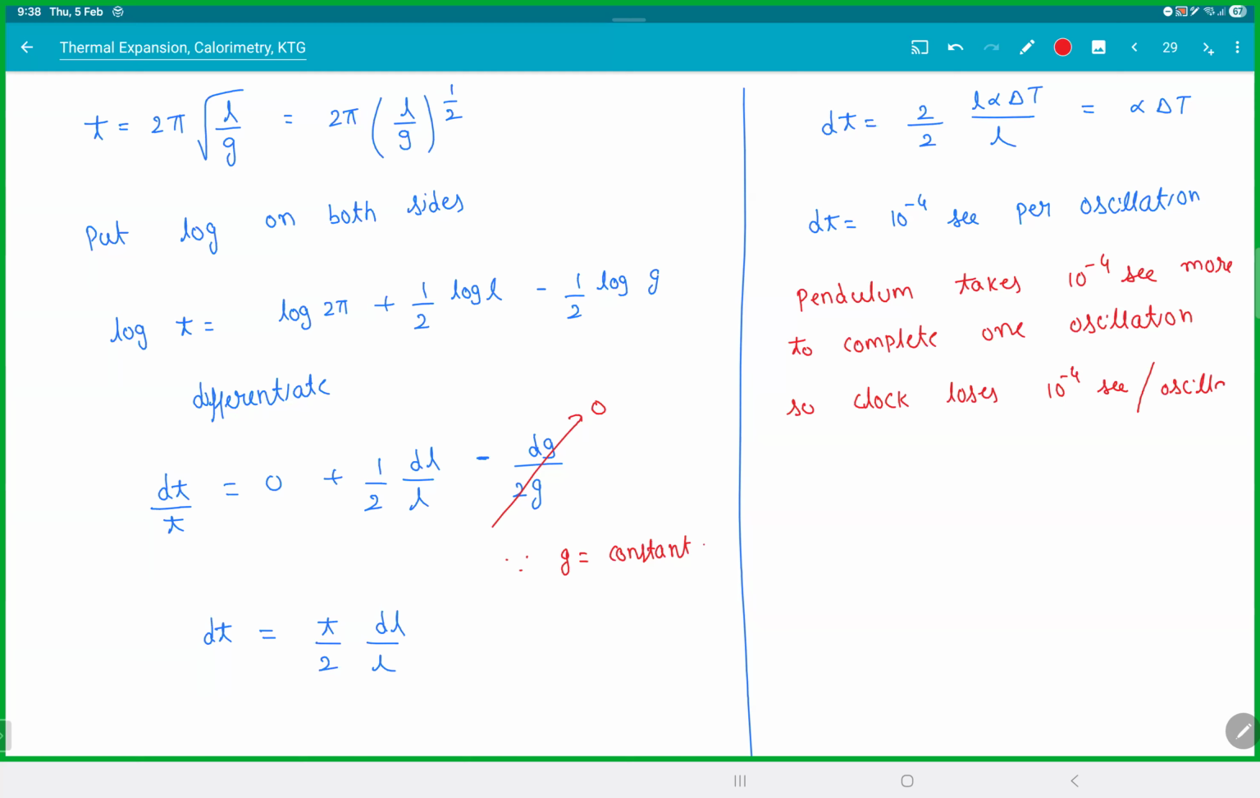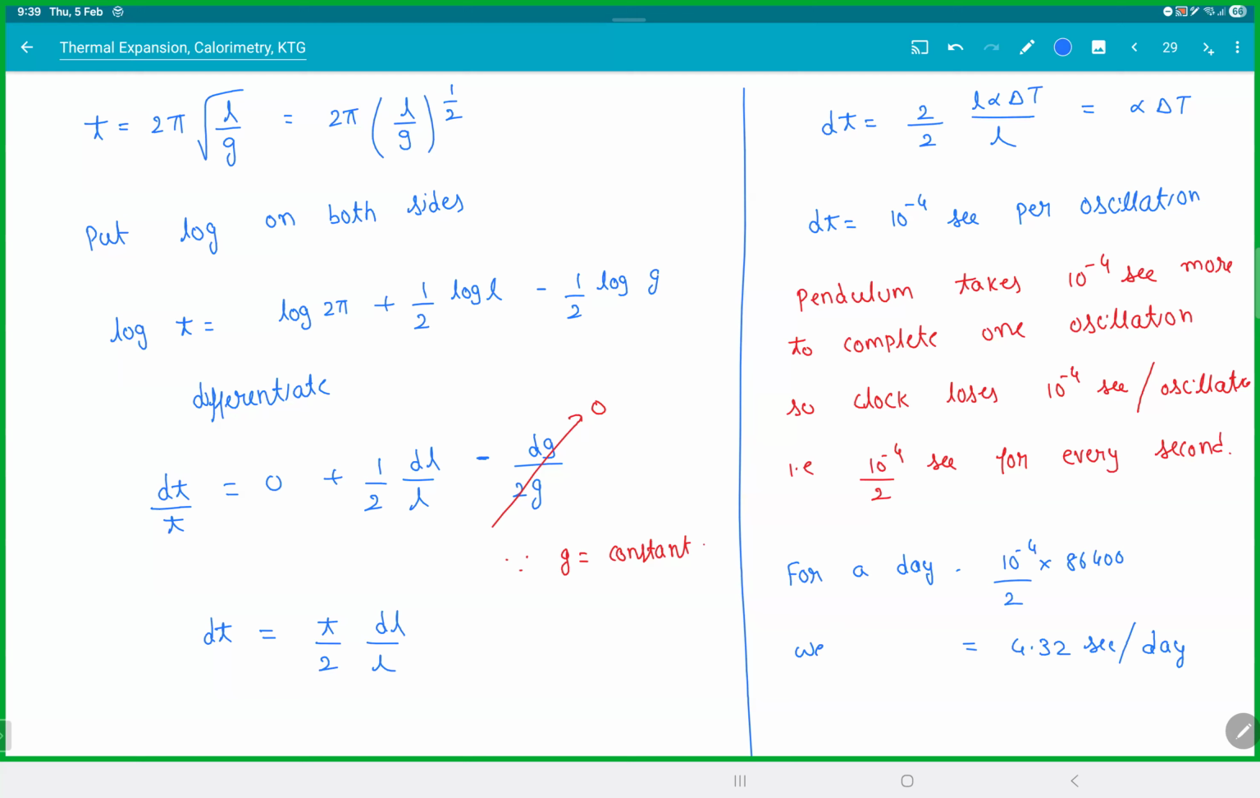And one oscillation is how much? 2 seconds. That is 10 power minus 4 seconds per 2 seconds. Now in a day, you have 86,400 seconds. For a day, we have 10 power minus 4 into 86,400 by 2. That comes to around 4.32 seconds per day. Right? So this is our time lost.